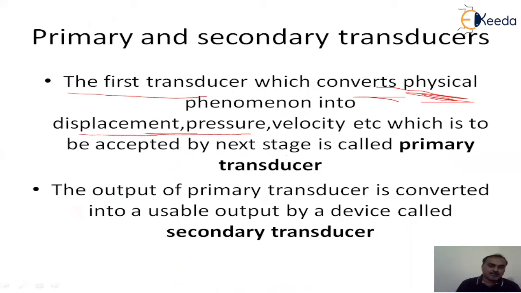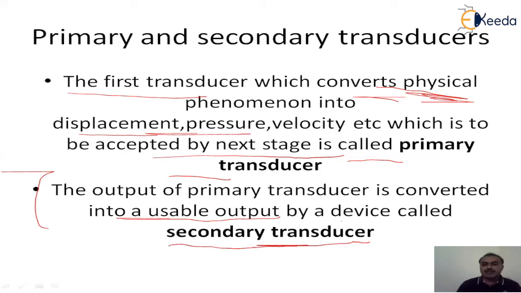LVDT. I have explained with respect to the example, and this one is called primary transducer. The output of the primary transducer I am going to convert into the usable output, and this one is called a secondary transducer. The best examples are Bowden tube as a primary transducer and LVDT as a secondary transducer. This is regarding the classification of the second type of transducers.